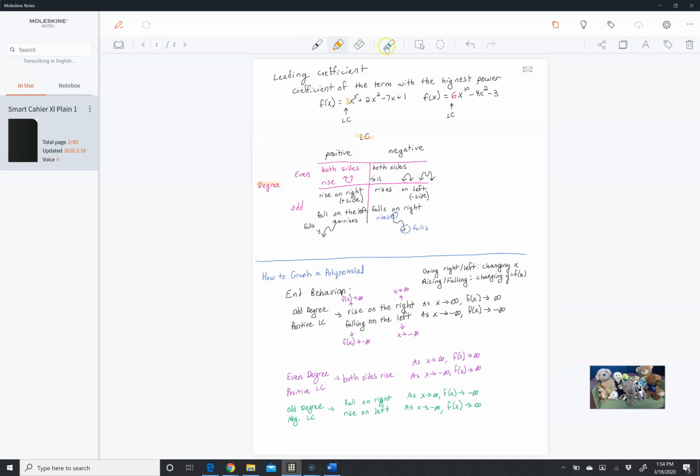And then finally, we can say if we have an even degree and a negative leading coefficient. The even says they're doing the same thing. The negative leading coefficient says that they both fall.